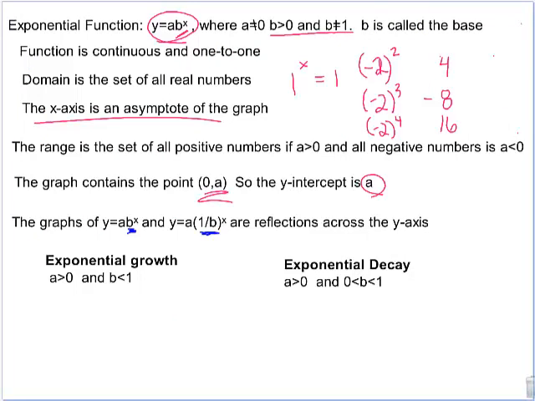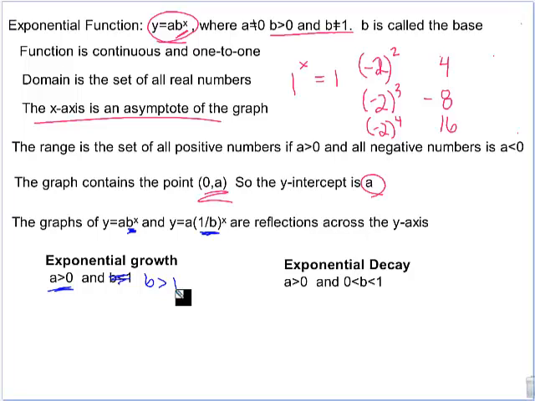And then we can have growth or decay. Growth is your a has to be greater than 0. Ooh, the sign is definitely wrong. And b has to be greater than 1 for it to be growth.